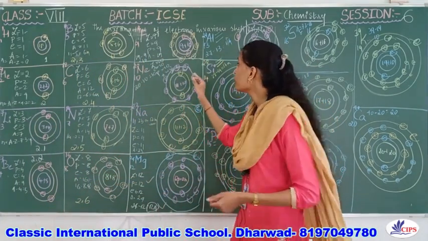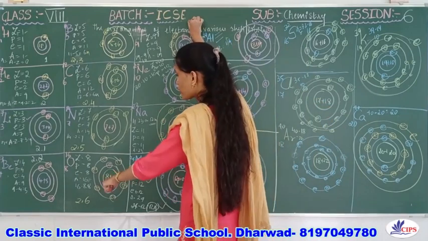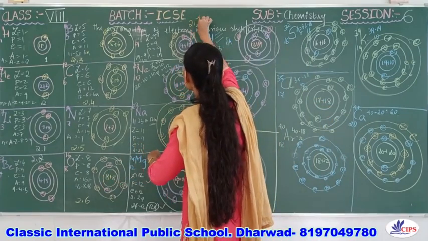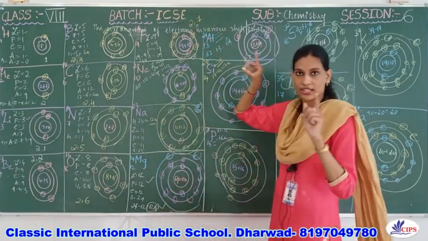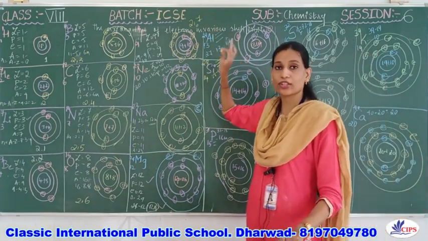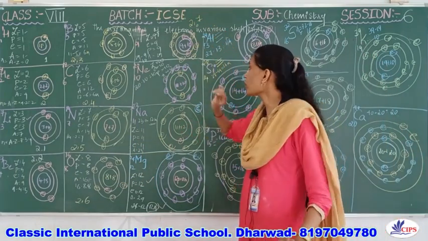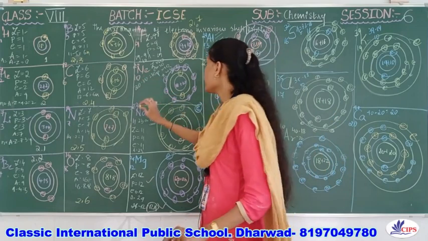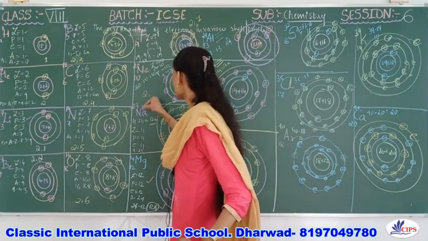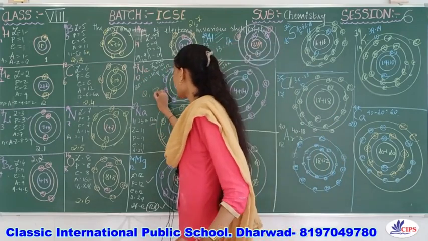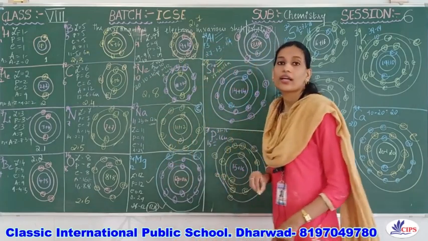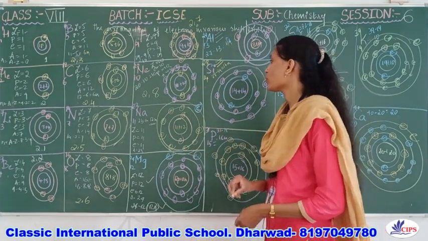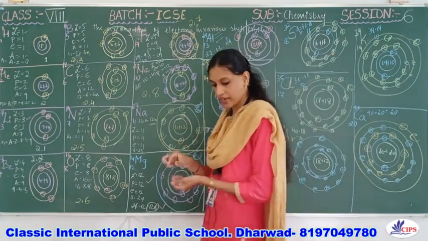Next, fluorine. Fluorine has electronic configuration 2, 7: 2 electrons in K shell, 7 electrons in L shell. Okay. Then neon. Neon has 2 electrons in K shell and 8 electrons in L shell.